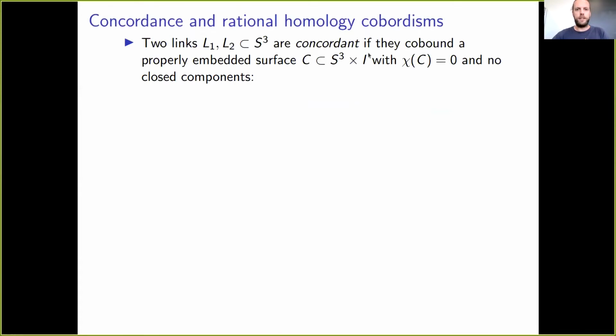I'm going to start by giving you the definition of what it means for two links to be concordant. If we have two links, L1 and L2, in the three-sphere, we say that they're concordant if they co-bound a properly embedded surface C in S3 cross an interval, such that this surface has Euler characteristic equal to 0 and doesn't have any closed components.